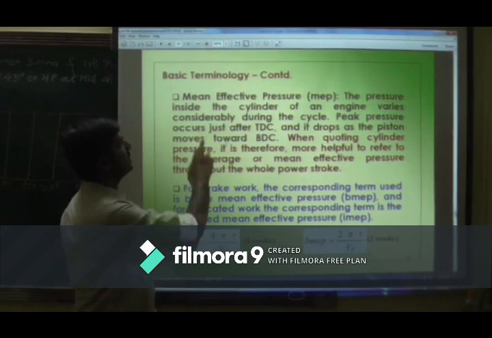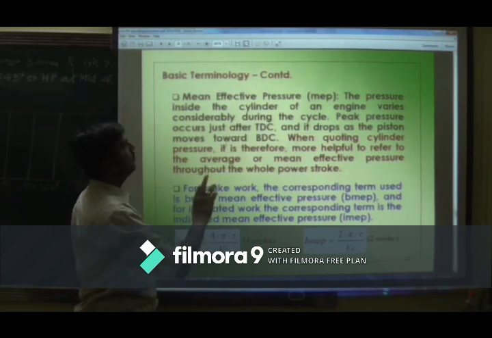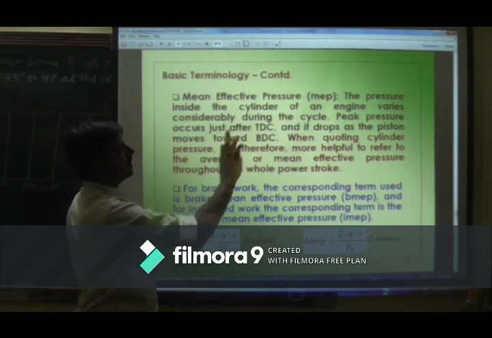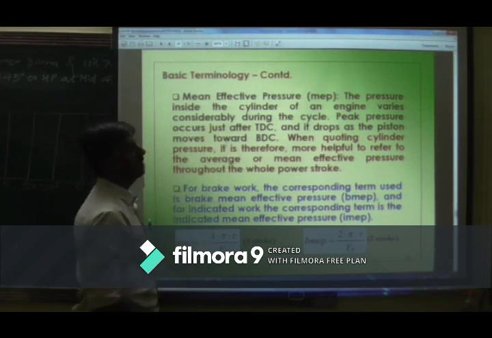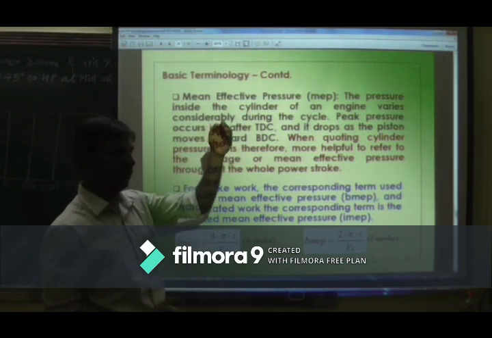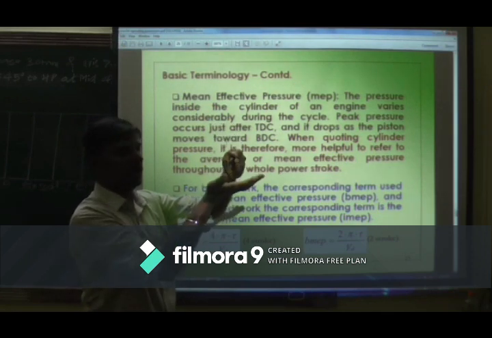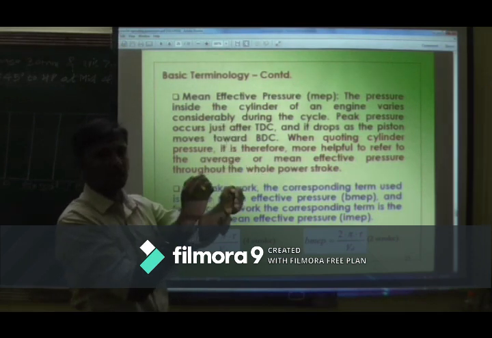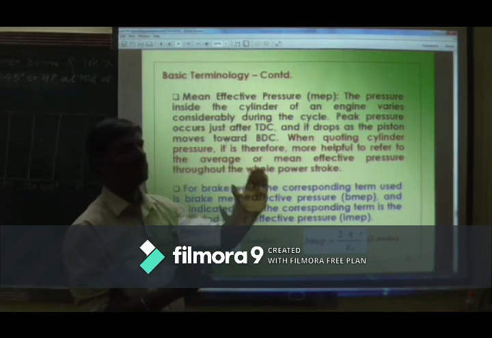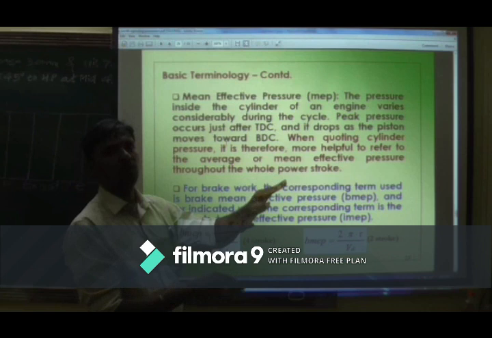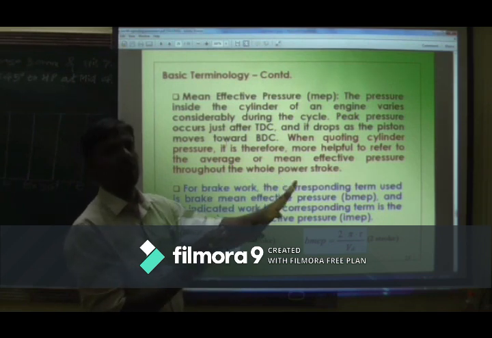The pressure inside the cylinder of an engine varies considerably during the cycle. Peak pressure occurs just after TDC. The piston moves from BDC to TDC for compression. At the end of compression there will be a spark, and the piston moves from TDC to BDC. We call it the expansion stroke, and most of the fuel burns after 50 degrees past TDC.